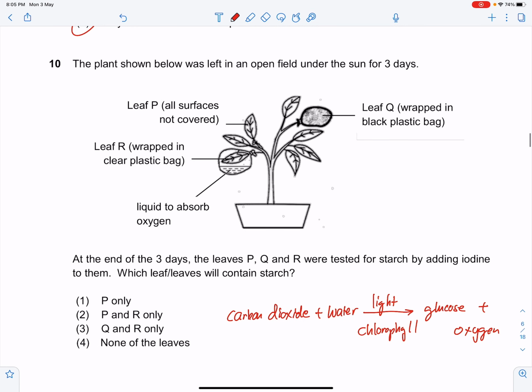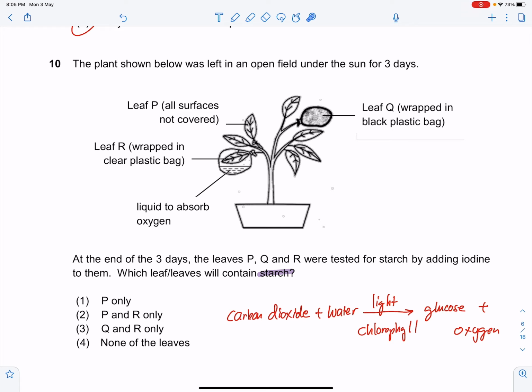All right. Now, basically, if you take a look at this question, it's asking you which of these actually managed to photosynthesize. Why? Because you're testing for starch over here. So starch actually tells you that photosynthesis has occurred. So we take a look at these 4 leaves. All right, so let's start off with leaf P.